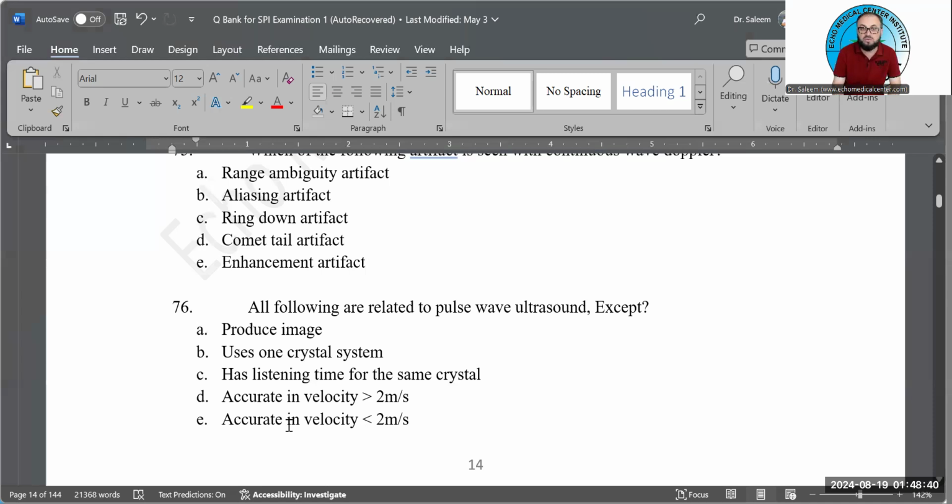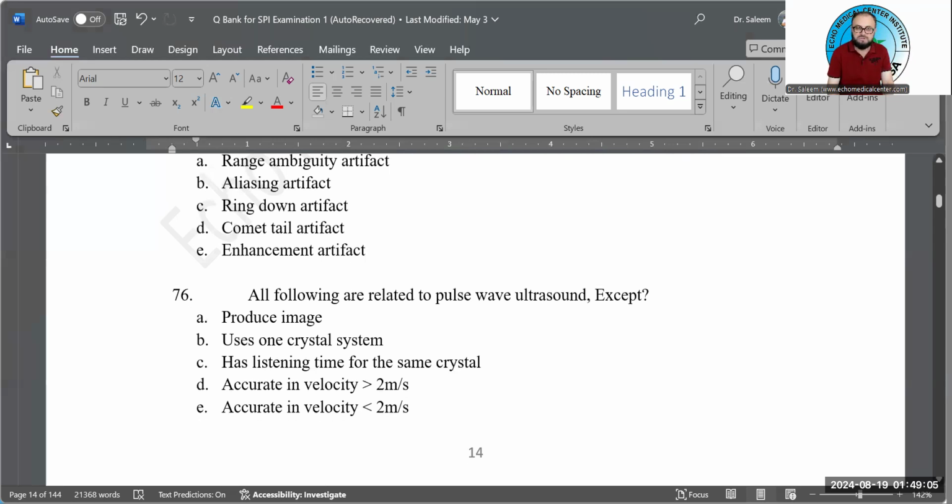And this is accurate when you do pulse wave Doppler when the velocity is less than 2 meters per second, because it will not give you aliasing artifact. But if the velocity is more than 2 meters per second, it is a worse idea to use pulse wave Doppler. So in that case, this is the correct answer to be chosen. This is good for the continuous wave ultrasound, actually continuous wave Doppler, we can say. Yeah, correct. Let's do the next question.